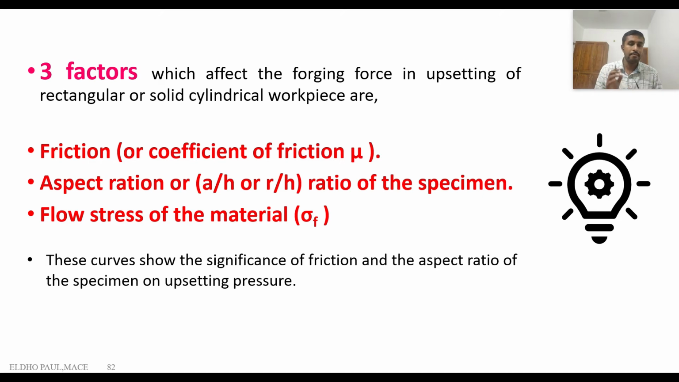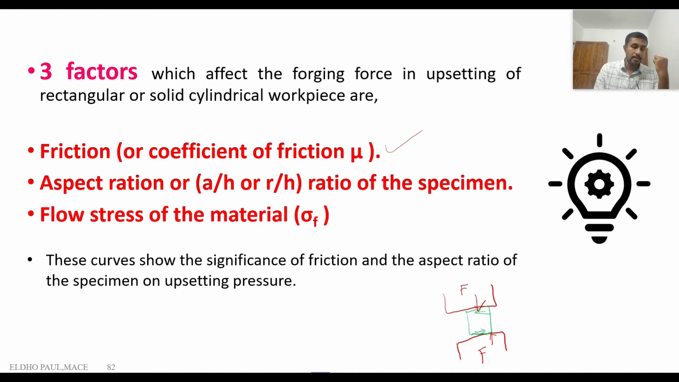So here from the derivations, in case of rectangular workpiece as well as in the case of cylindrical workpiece, there are three main factors which affect the amount of pressure or force required for the forging. Okay, three main factors. What are the three main factors? First one is friction. The friction between workpiece and die. That is the first factor. The friction between die and the workpiece.